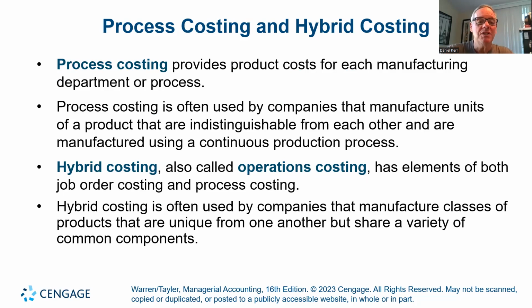So in process costing, the key thing is the units are not really distinguishable from each other. In the case of guitars, we've got different models of guitars. They use a different quality of wood. In the case of bars of soap, you really can't tell one bar of soap from the other bar of soap. So you've got job order costing, then we have process costing, and then we've got some hybrid method, which we call operations costing, which we'll get into in later points of the semester, where you combine elements of both job order costing and process costing.